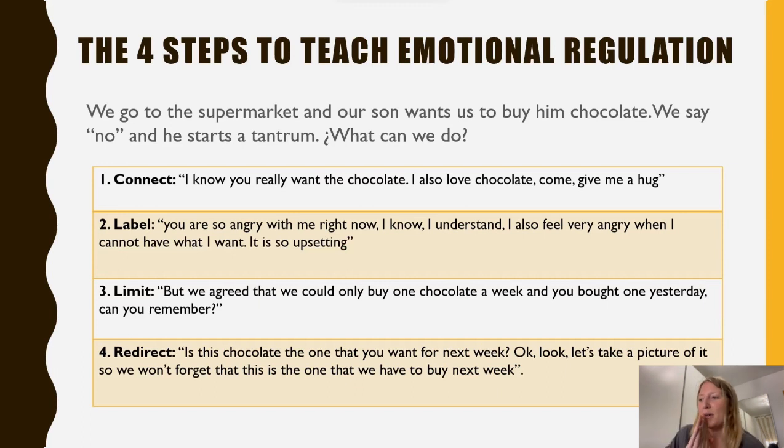So we go to the supermarket and our son wants us to buy him chocolate. We say no, and he starts a tantrum. What can we do? First step, connect. Connect is like making a story of what happened. Like, I understand you. I know you really want the chocolate.